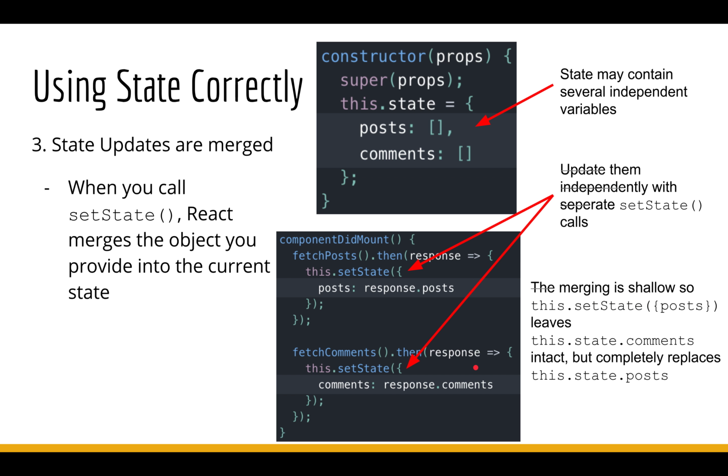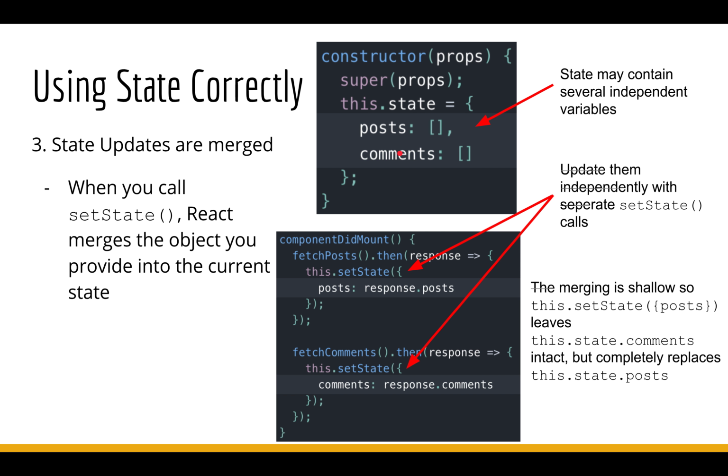Okay, and then finally, the last thing is that state updates are merged together. When you call setState, what React is doing is merging the object you give it with the current state. So in this example, we have our constructor, and I've initialized posts and comments as 2 arrays. Now inside of componentDidMount, I'm going to fire off this asynchronous call to get posts from my database, and then I'm going to set the state with posts equaling the posts from the database. But the cool thing here is that even though I'm only including posts inside of the setState, it's not going to remove comments. It's just going to ignore it. It's not going to do anything.